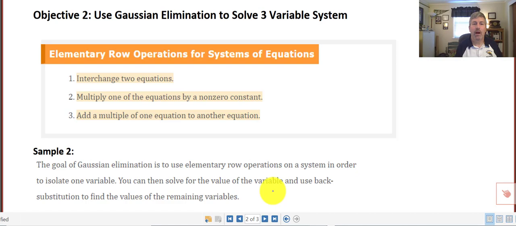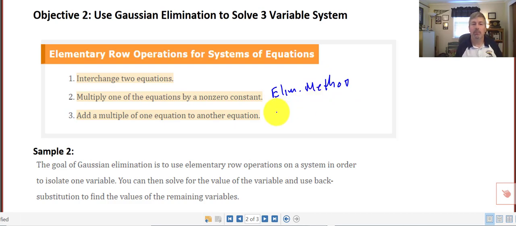Objective 2 is to use Gaussian elimination to solve a three-variable system. So our elementary row operations for systems of equations: we can interchange two equations. We can essentially move the order around. We can multiply one of the equations by a non-zero constant. Okay, we saw this in the elimination method when I multiplied by -56 and I multiplied by 1,000. That kind of thing.